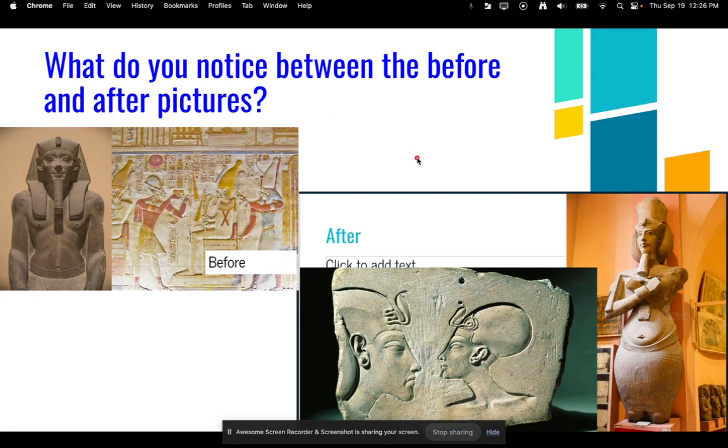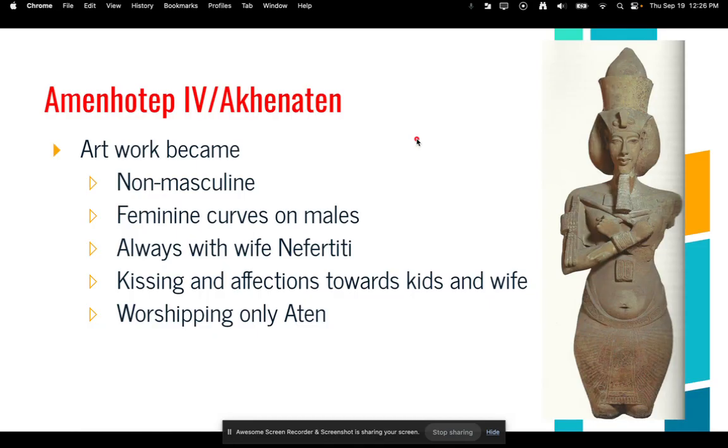So here's another question for you. What do you notice between the before and after pictures? Yeah, there's some pretty big differences.